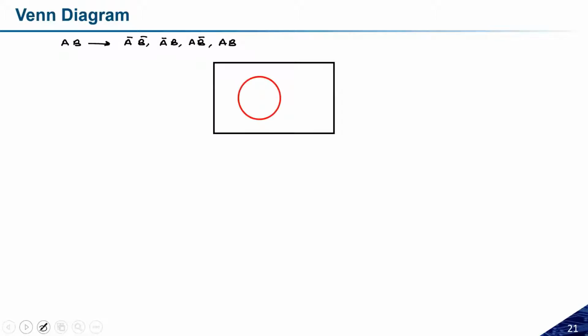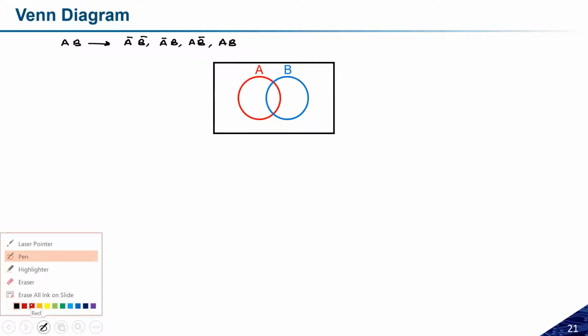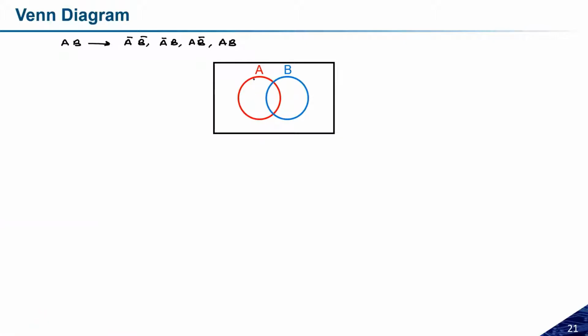Let us assume this circle represents A, and this circle represents B. So this particular portion here, what does it indicate? Can anyone tell me? What is this red, shaded portion? AB bar, perfect. I have removed some portion of B from this one. So this is AB bar that can be represented.